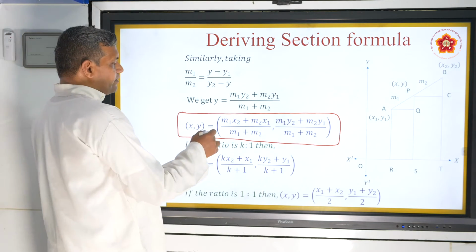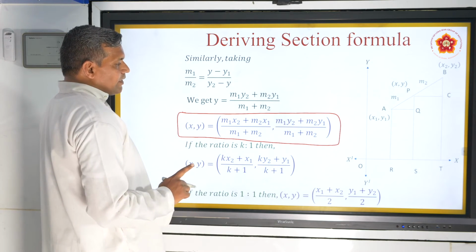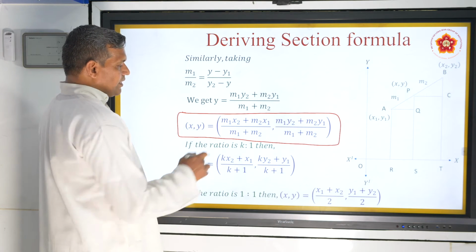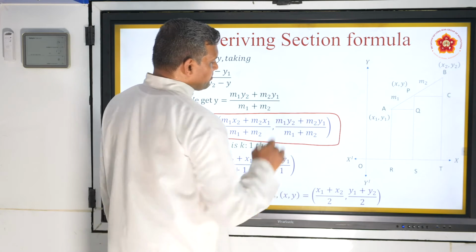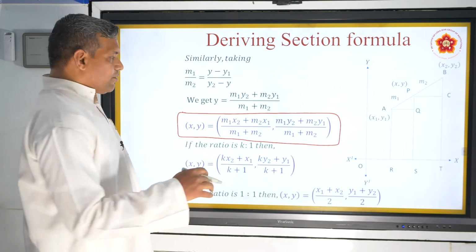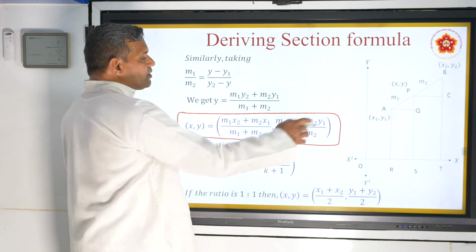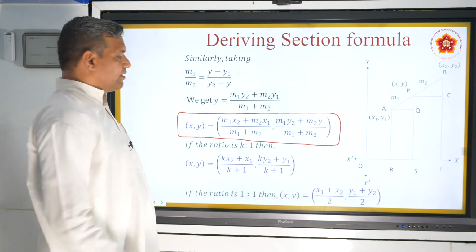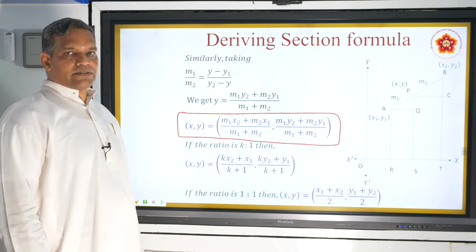Take x and y. Whenever you are writing m, remember 1 2 1 2. See here: m1 m2 by m1 plus m2, m1 m2 by m1 plus m2. Simple. Easy. Coming down, whenever you are writing x and y, x comes here and y comes here, 2 1 2 1. That's it. Check here: x2 x1, y2 y1. That's what your formula is.